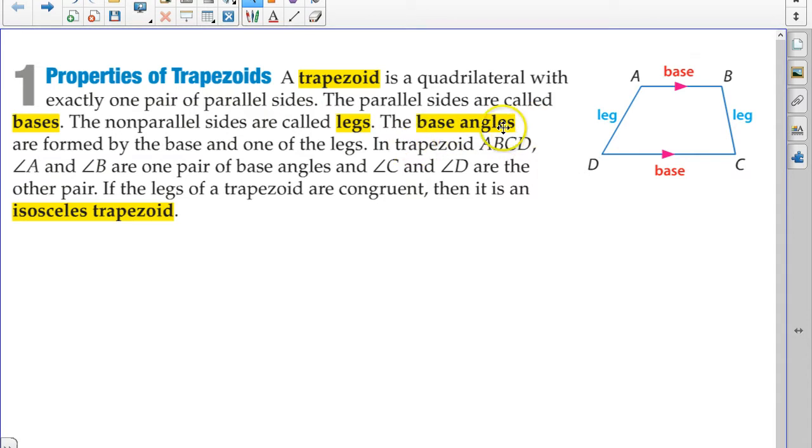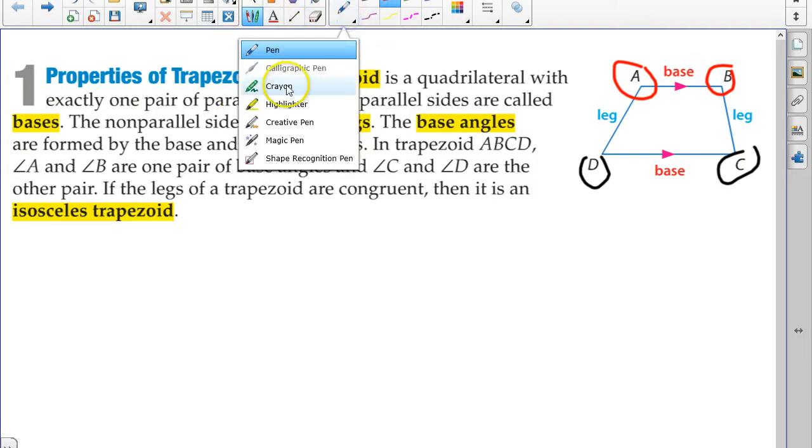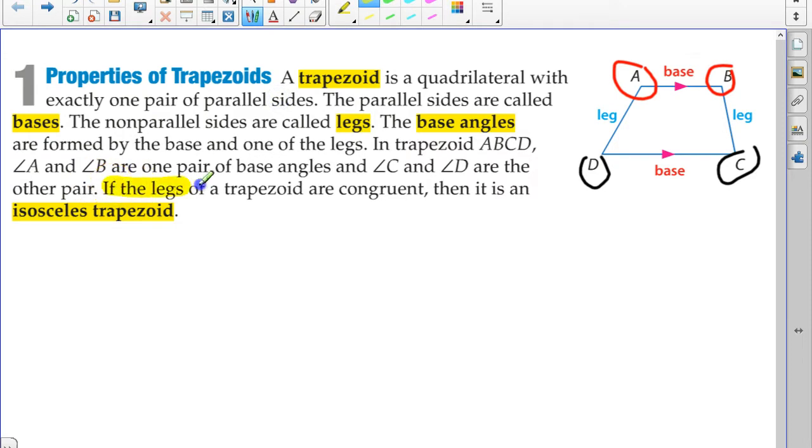And then the other two sides, the non-parallel sides, are called the legs. And the base angles are formed by the legs and the bases. So we actually have two pairs of base angles. We have D and C. They're a pair of base angles because they're on the same parallel line. And then we have A and B. Those are the other pair of base angles. And if the legs of the trapezoid are congruent, that means it is an isosceles trapezoid. So those are our first two definitions for this section.